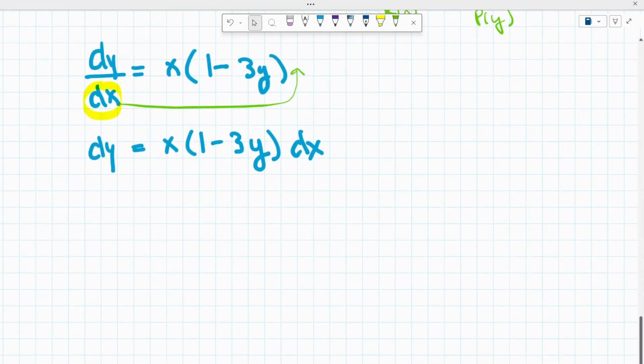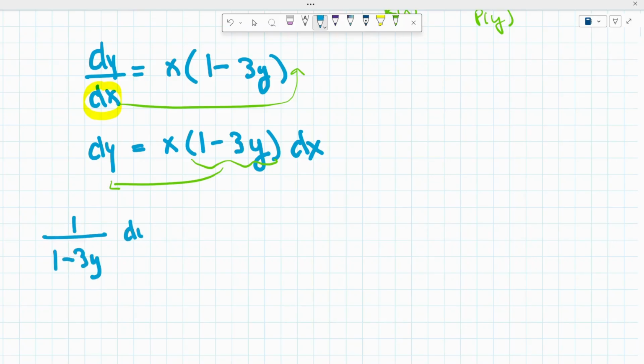Okay, we still have this pesky y term on our right side. That means we're going to have to divide this whole term on the other side of our equation. So we're going to divide this on both sides. This will give us now 1 over (1 minus 3y) dy equals x dx.